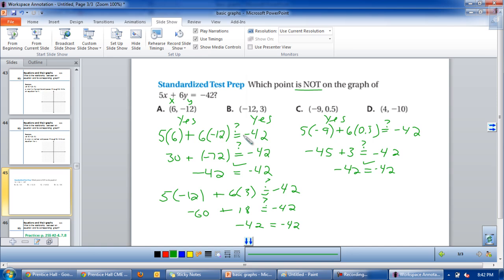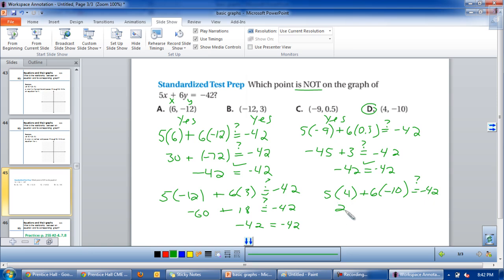Well, through process of elimination, we know that D must be the point that is not on the graph of the equation 5x plus 6y equals negative 42. But we just want to be sure, because sometimes we can have trick questions and it could be that all the points are on the graph. So let's check D. We have 5 times 4 plus 6 times negative 10. We want to see if it's equal to negative 42.